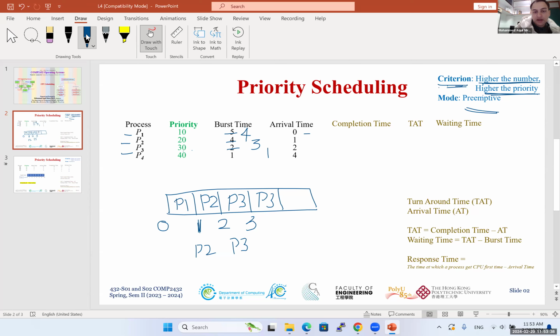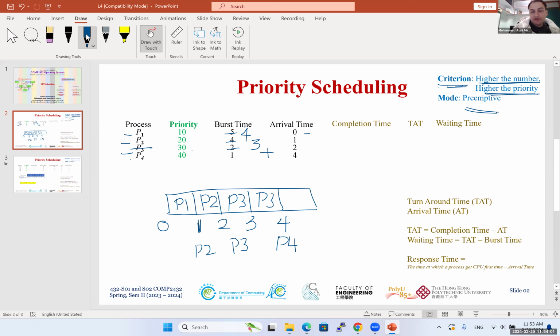So P3 will again continue for one more unit of cycle. After that, P3 will get completed and then terminate from the queue. Now, if you notice, at 4 units of time, process P4 has arrived.